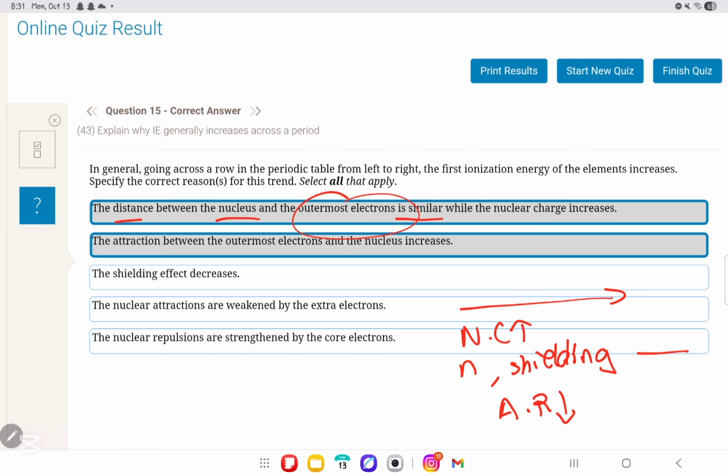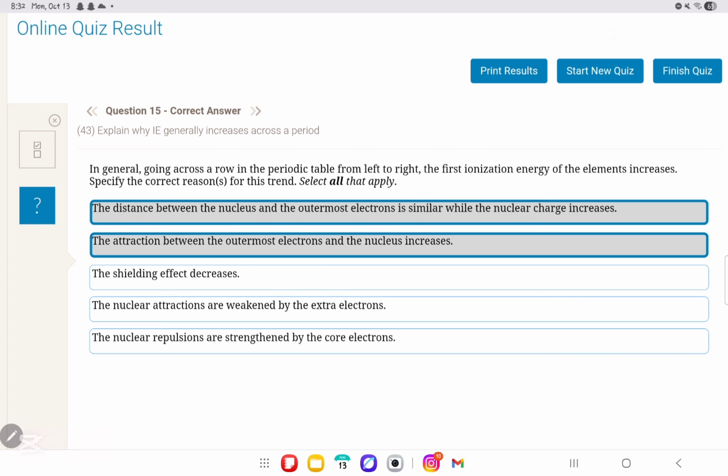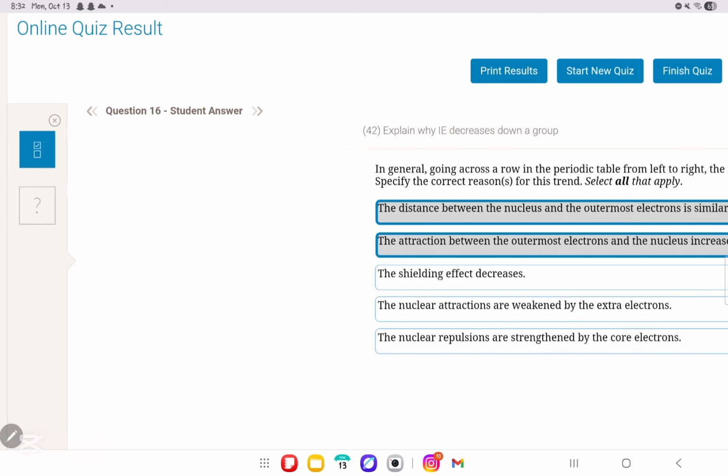Why? Because the energy level and the shielding are the same, and the nuclear charge will increase, so the atomic radius will decrease due to the attraction between the outermost electrons and the nucleus that is increased. So the attraction between outermost electrons and nucleus will increase, and thus this will cause the atom to become smaller, and it will be harder for us to take the electron away from the nucleus.